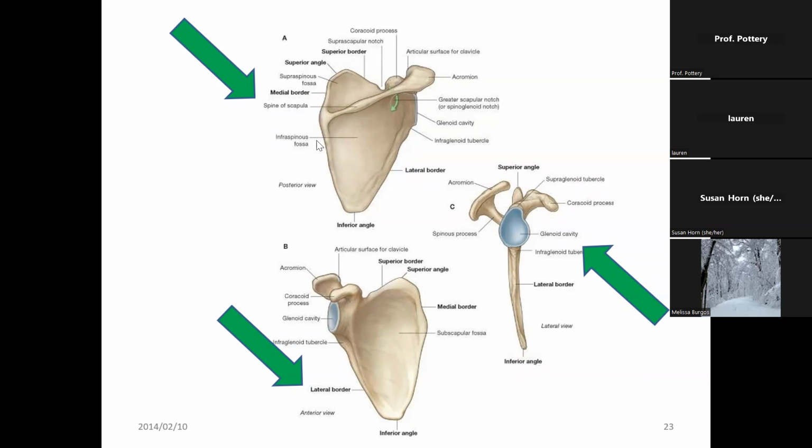Right here, the medial border. This is where the spine would be. So if the spine is here, this is the lateral border. If you bring your arm up into a 90-degree angle, you can touch the lateral border of your scapula. So on this image A, we're talking about a right-sided scapula. All right, let's point out a few of the bony landmarks here.